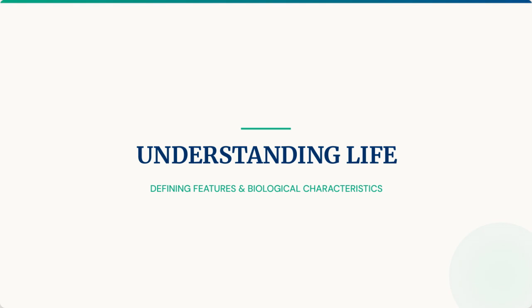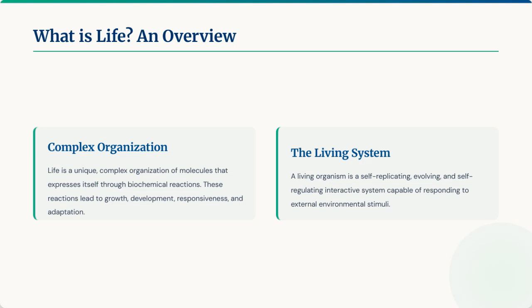that govern living systems. Life can be understood as a unique and complex organization of molecules that interact through biochemical reactions. These reactions are crucial because they drive essential processes like growth, development, and the ability to respond and adapt to the environment. When we talk about a living system, we refer to an organism that is not just a collection of parts, but a self-replicating and evolving entity. It regulates itself and interacts dynamically with its surroundings, responding to external stimuli. So, in essence, life is characterized by complexity, continuous change, and the capacity to maintain itself amidst varying conditions.